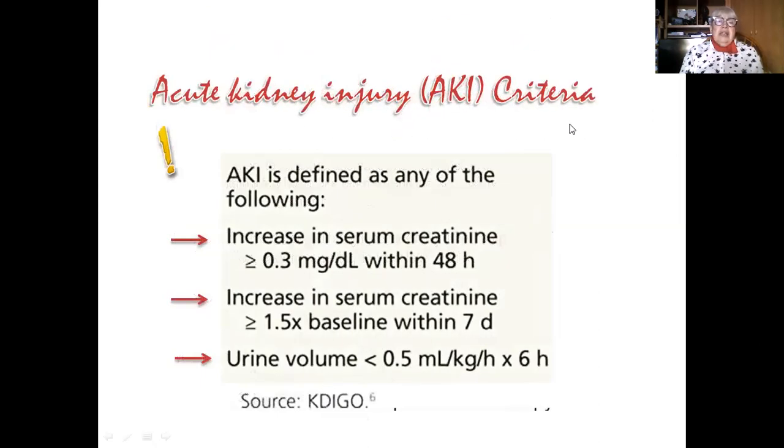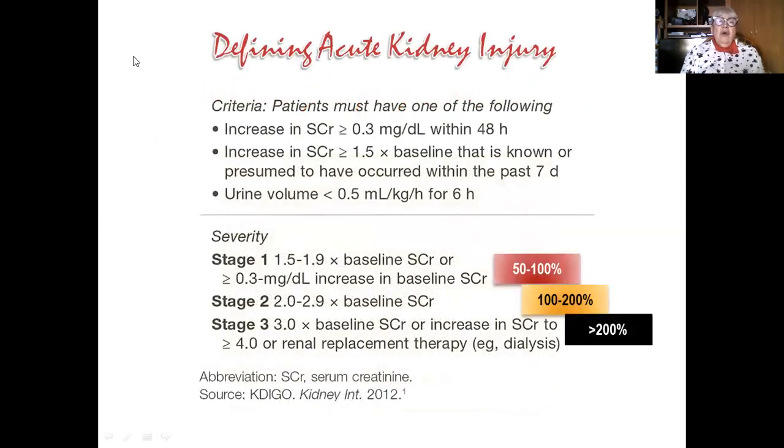So let's go on. And criteria. What are they? Increase in serum creatinine of more than 0.3 milligrams per deciliter within 48 hours, increase in serum creatinine to more than 1.5 times baseline within 7 days, urine volume less than 0.5 milliliters per kilogram in 6 hours. So let's go on, and as you see here, criteria. We name them, and then the severity.